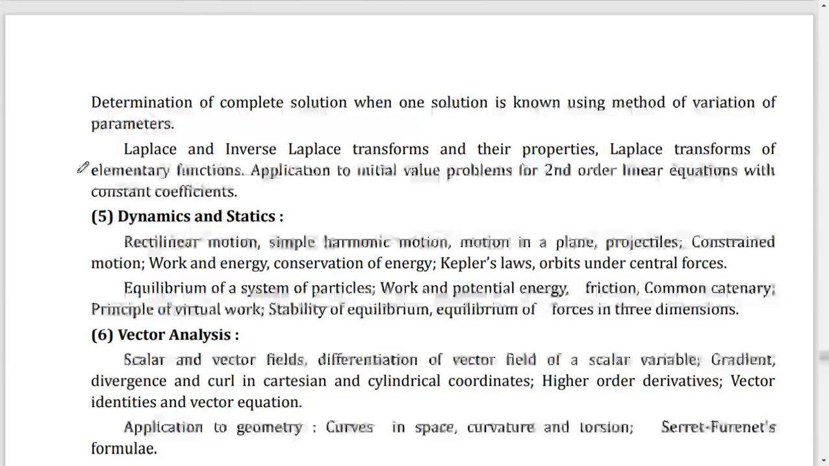Laplace and inverse Laplace transforms and their properties, Laplace transforms of elementary functions, applications to initial value problems for second order linear equations with constant coefficients.